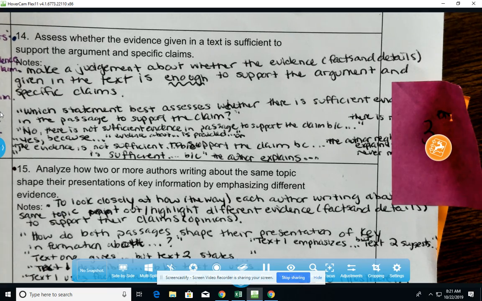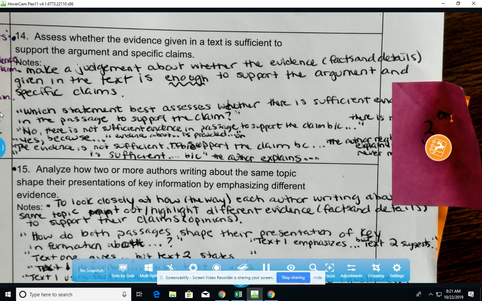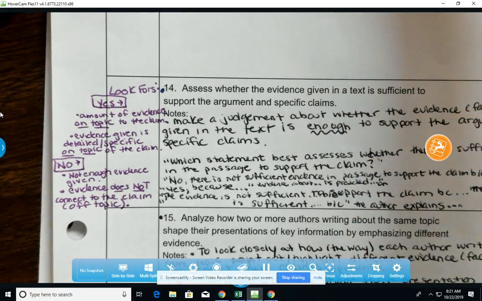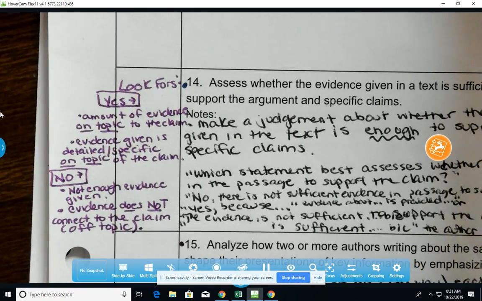We talked about how you may see these questions worded, and how you're going to always start with no, it's not sufficient because, or yes, it is sufficient because. But we didn't talk about look-fors. And that's going to be the extension that we talk about today. A lot of you had asked for look-fors.